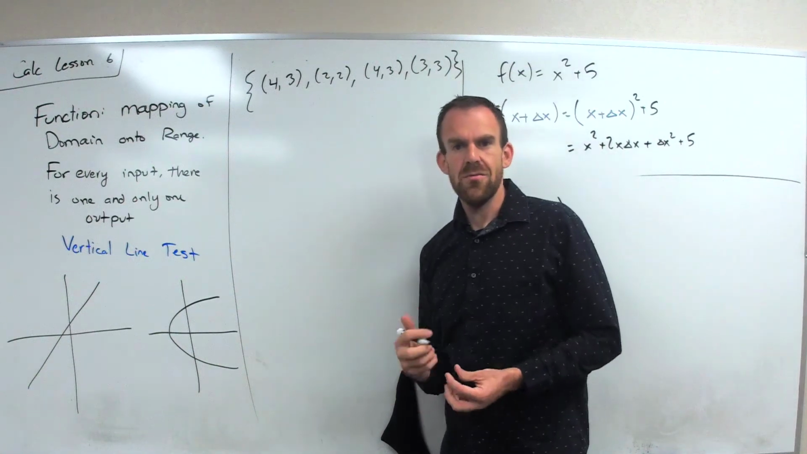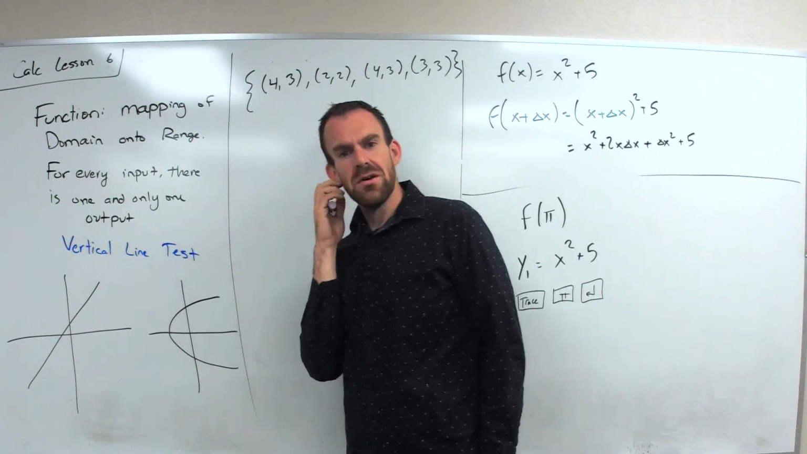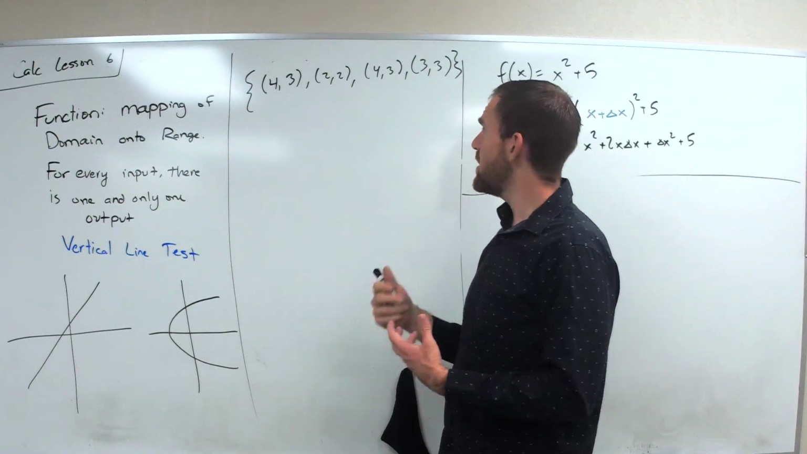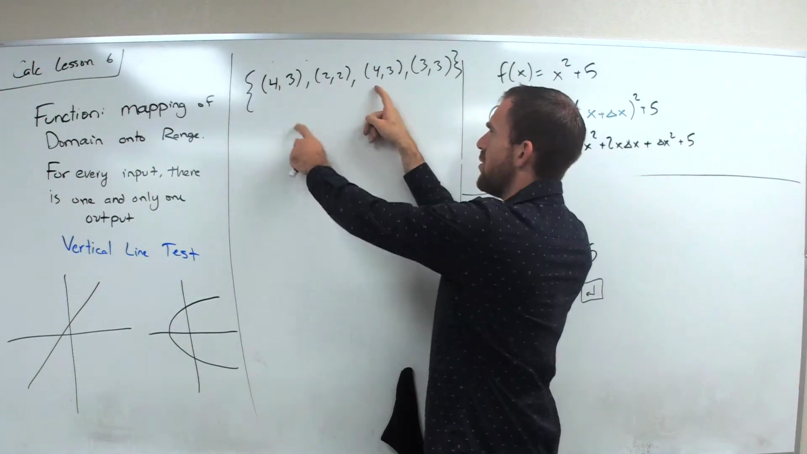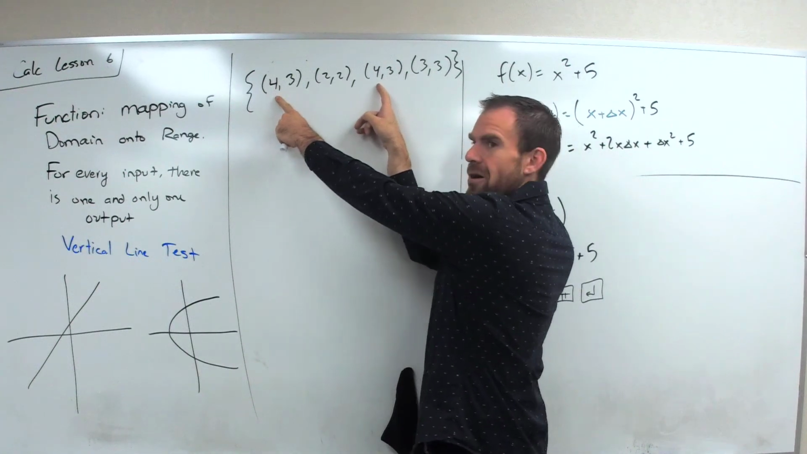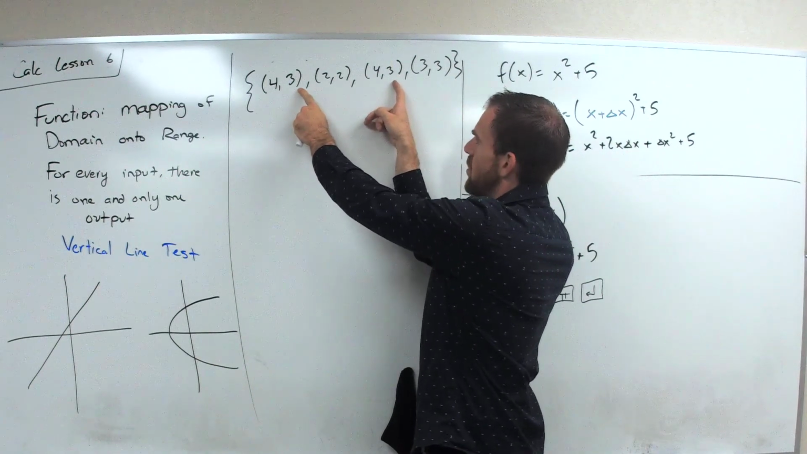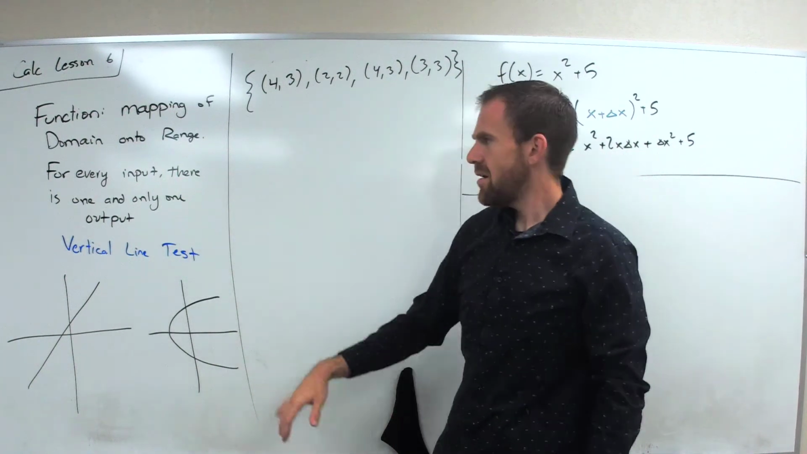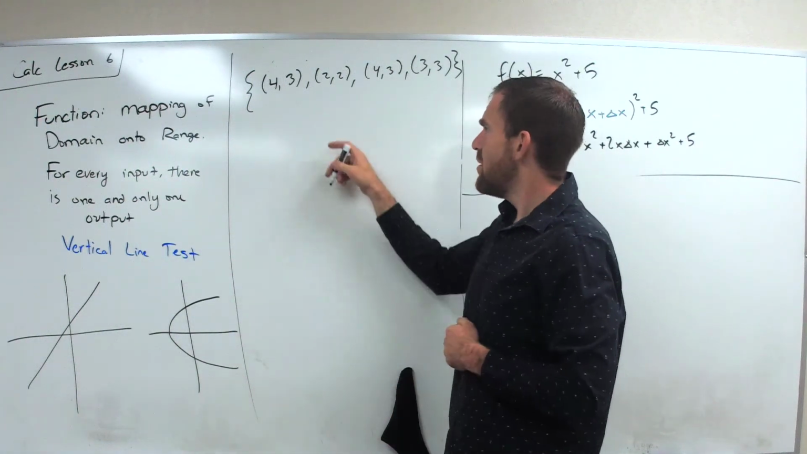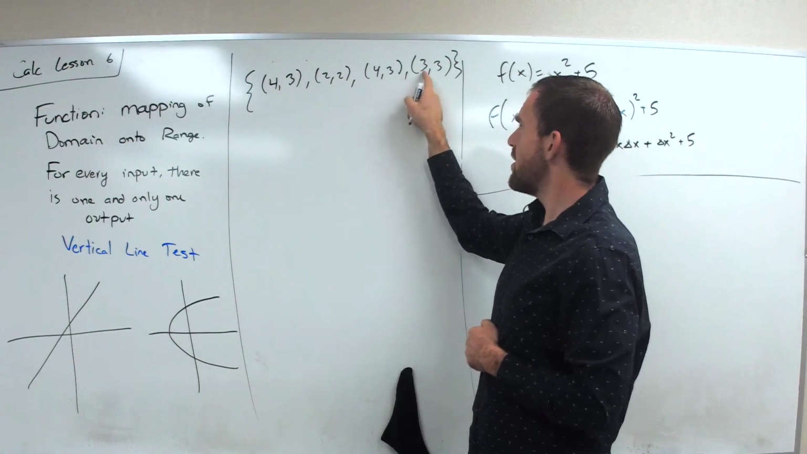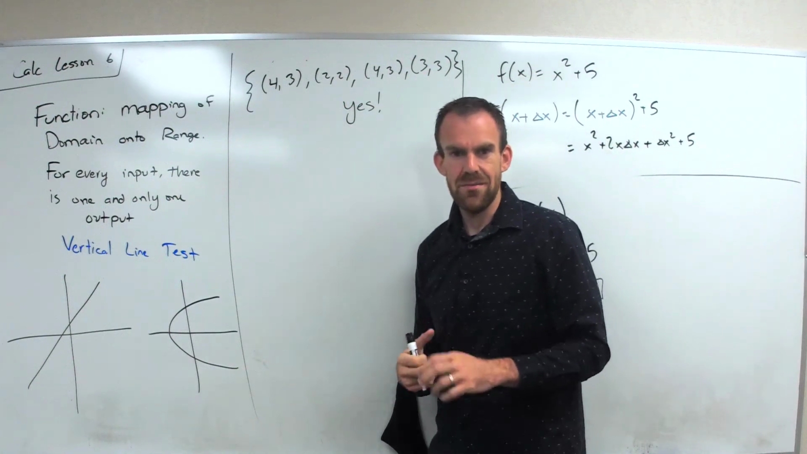Is this a function? Well, I'm going to look, and again, for every input, there is one and only one output. So I'm going to look for repeated x values. So I have 4, and I have a 4 here. If they go to the same output, I'm good. If they go to a different output, it's not a function. So both 4s go to 3. There's only one output for the input 4. So this is good. There's no other 2s going in, and there's no other 3s. So yes, this is a function.